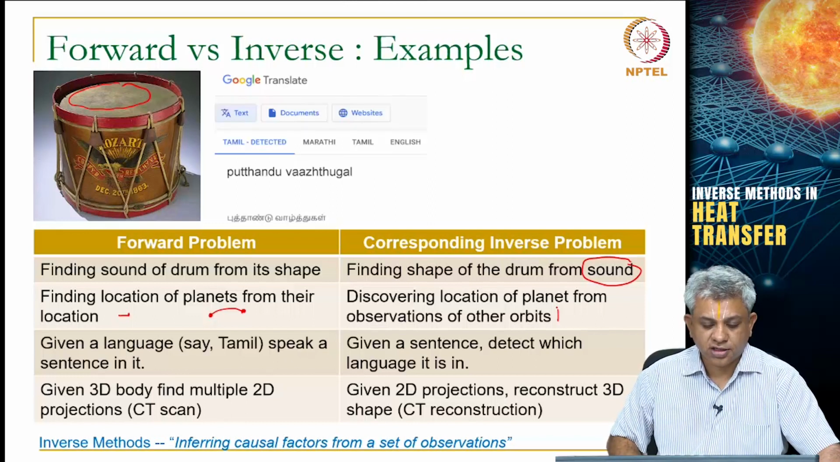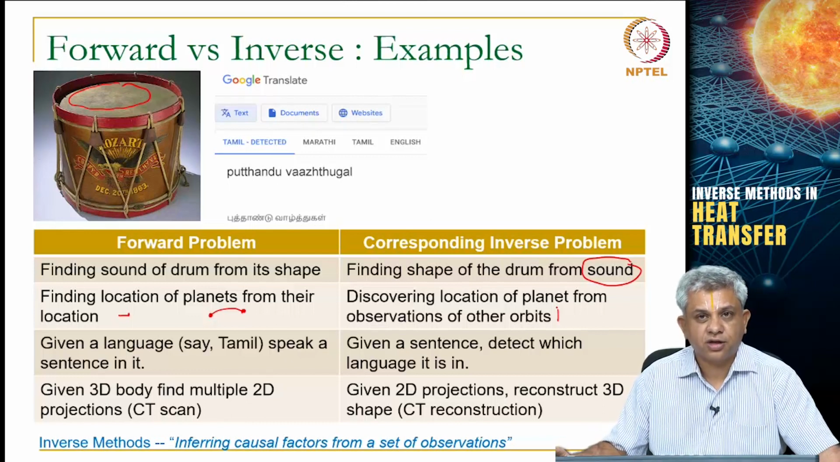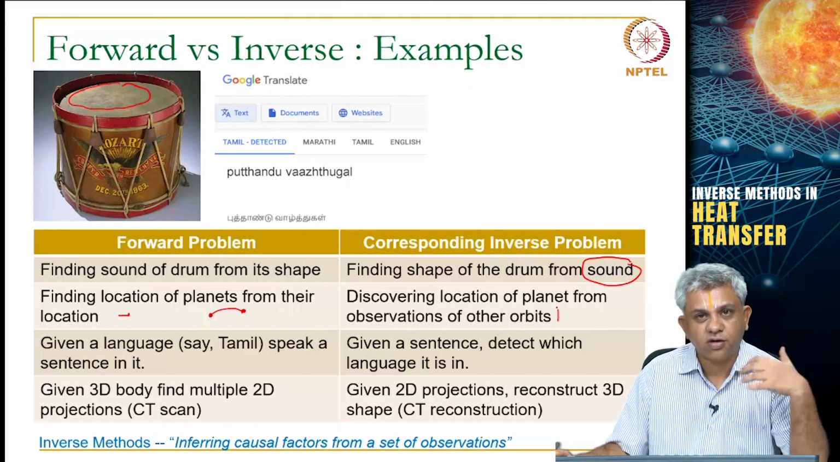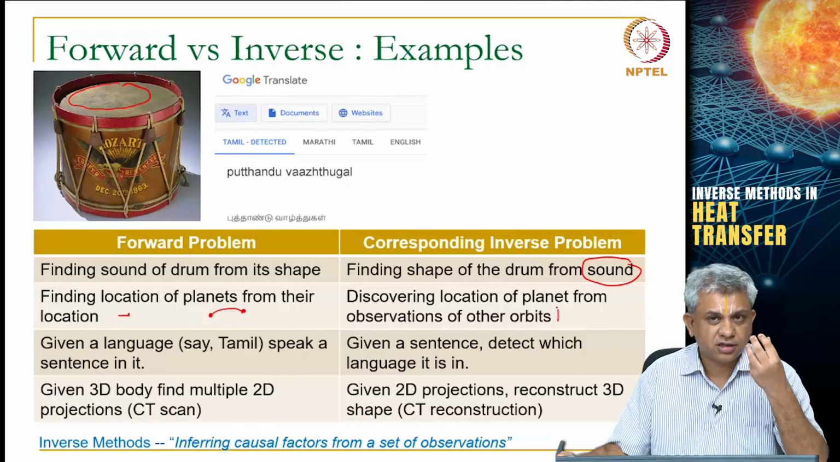But here is a more interesting problem. Suppose I give you a language, I say Tamil, and say Happy New Year or New Year greetings to you. In Tamil you would say Puttandu Vaalthugal. So, that would be a forward problem. Given a language, find an equivalent translation sentence. Even though there are multiple ways of translating, as I said, the range is narrow.